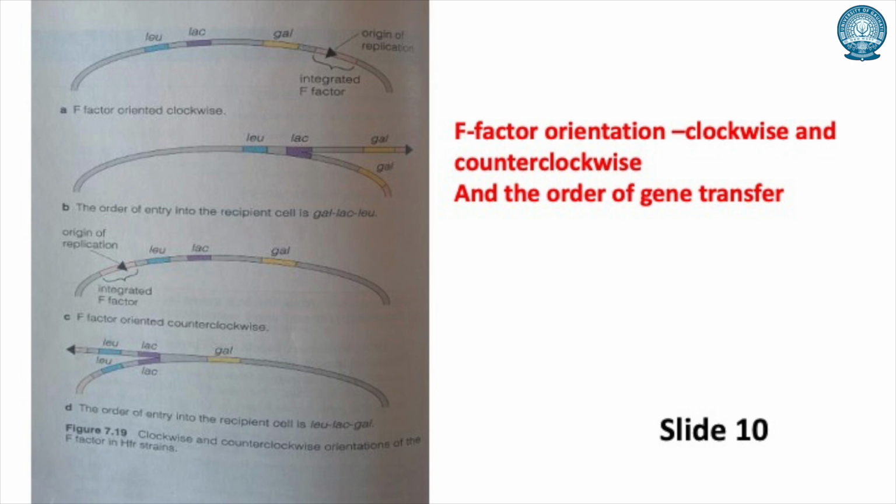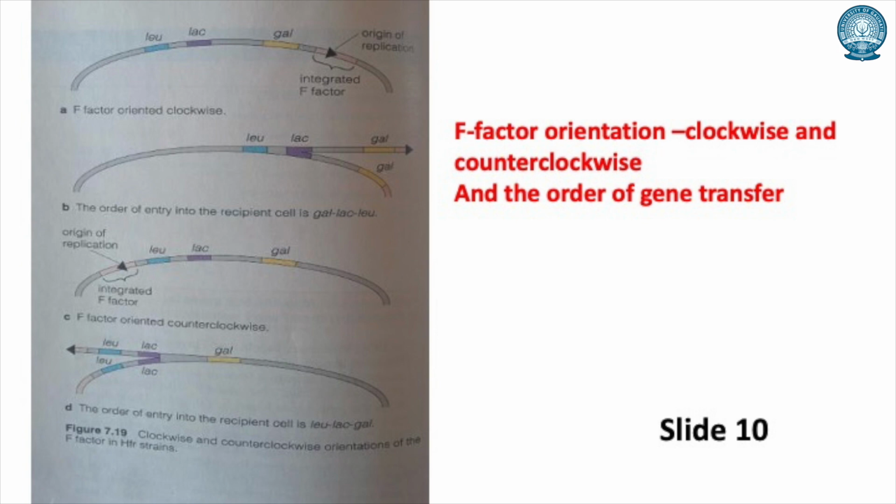When the arrow mark is heading towards the right, that is, the arrowhead or the arrow tip is directed towards the right, you say the orientation of the F vector is clockwise. That means, as you see in part B of the figure, the order of entry into the recipient cell is that GAL will enter first, then LAC and then LEU.